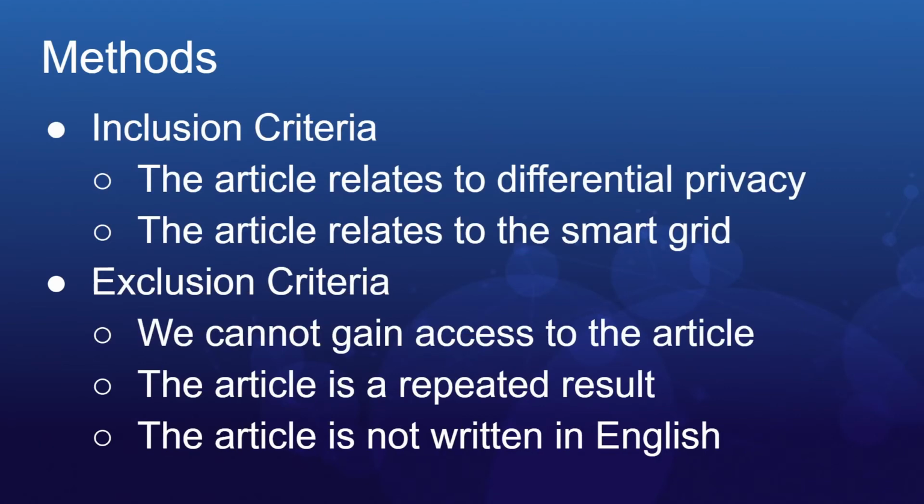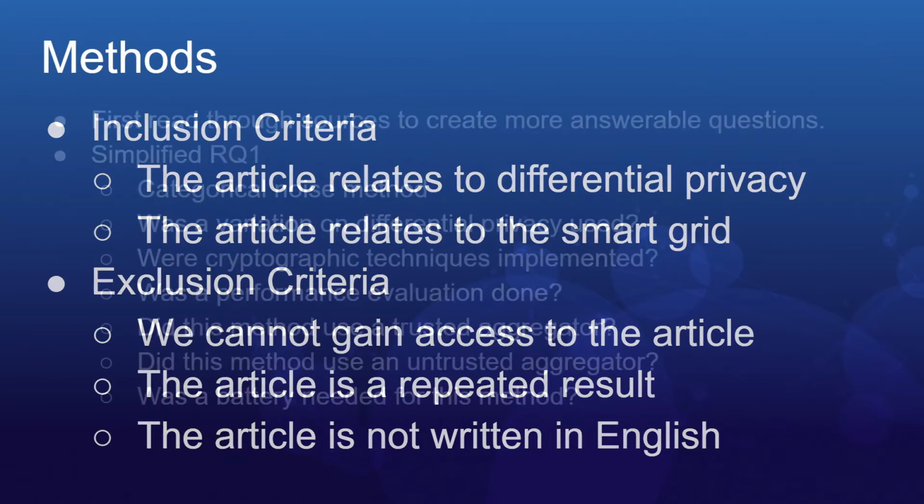So this was the search string we used and the search engines we used it in. But in order to make sure the sources we found were valid, we had inclusion and exclusion criteria. An article would pass our inclusion criteria if it relates to differential privacy and the smart grid. However, we would exclude an article if we could not gain access to the article, if it was a repeated result from another search engine, or if we could not read the paper.